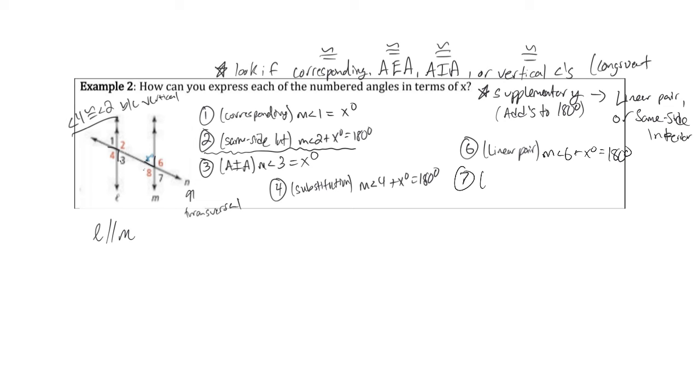Number 7, they're vertical angles. That means they're congruent. 7 and x, here and here. So the measure of angle 7 is equal to x degrees. The last one is 8. Again, it's like 6. We have a linear pair, which means they're supplementary and add to 180 degrees. So those are your two options. They're either equal or they add to 180 degrees. You just have to figure out which is which for these.